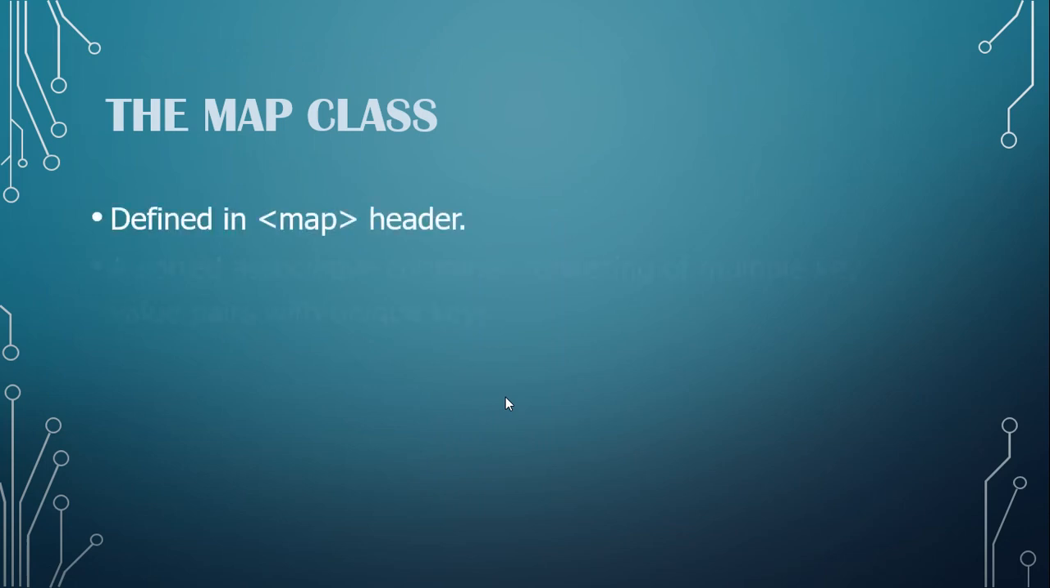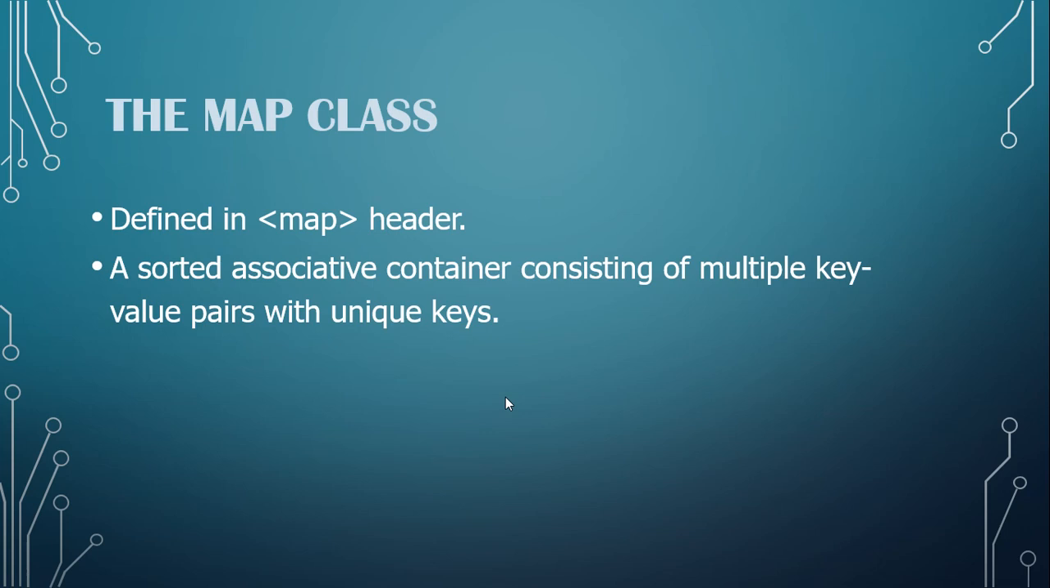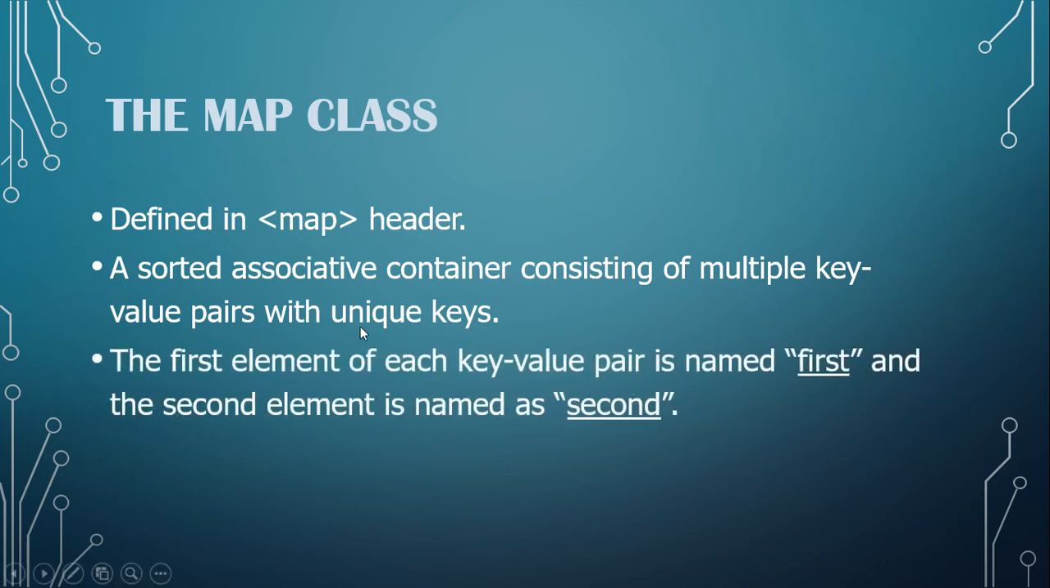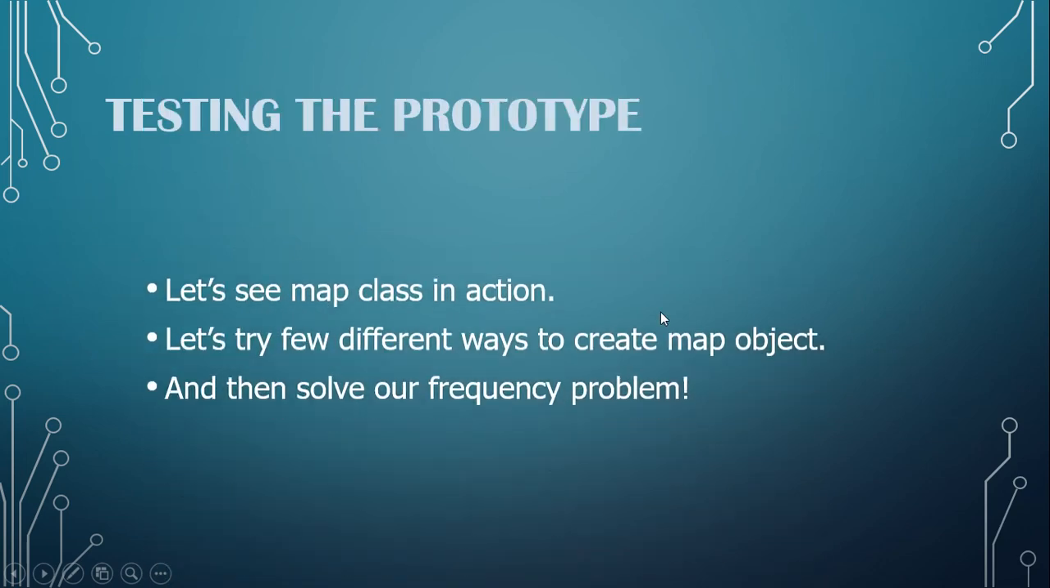It is defined in the map header and it is a sorted associative container consisting of multiple key value pairs with unique keys. That is, the key has to be unique. In pair we didn't need the key value pair to be unique, but here we only need the key to be unique. The first element is also known here as first and the second as second. Let's run some code to look at how the map class works, and then we will solve our frequency problem.